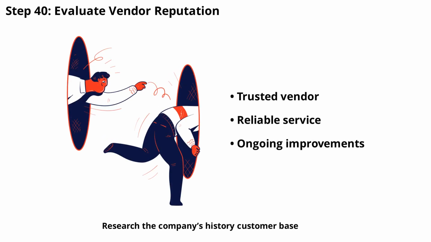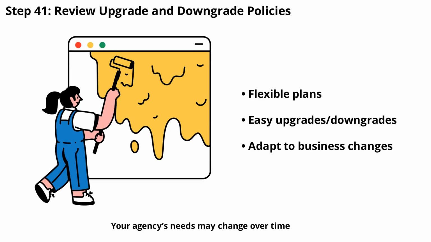The reputation of the software vendor matters. Research the company's history, customer base, and track record for updates and support. A reputable vendor is more likely to provide reliable service and ongoing improvements. Your agency's needs may change over time. Check the software's policies for upgrading or downgrading plans. Flexible policies make it easier to adjust your subscription as your business evolves without unnecessary hassle or cost.